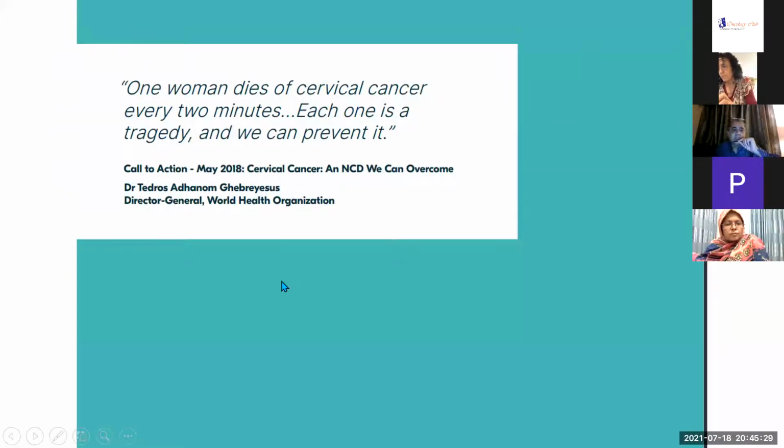Just to put something in perspective, one woman dies of cervical cancer every 2 minutes. Each one is a tragedy. If you look at it, we can easily prevent it. We know that it's a cancer which is HPV related, which can be easily picked up in pre-malignant phases. It can be treated. We have vaccination now. So this is a cancer which no female should die of. That's the main objective behind the call by WHO.